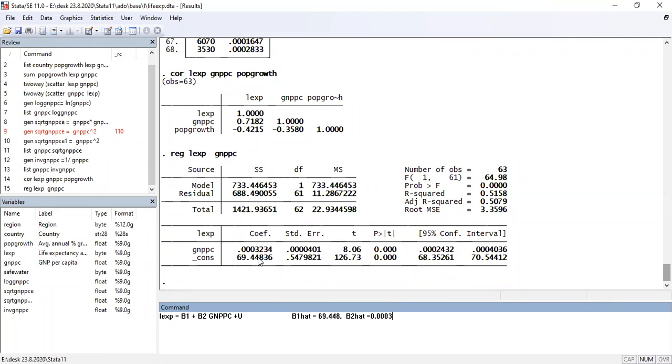One more thing we have learned is R squared. Remember R squared, the so-called coefficient of determination, goodness of fit? What is the R squared? R squared is given here. R squared equals 0.51. How do you explain R squared?